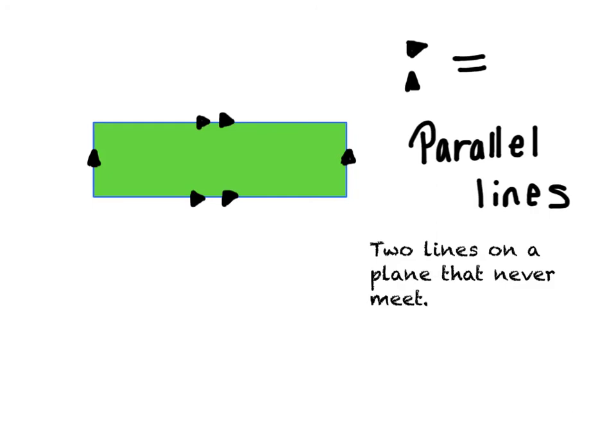To show parallel lines, which are 2 lines on a plane that never meet, you can use these little arrows. And again, just like with the rectangle on the previous page with congruent, I'm showing here that there are 2 sets of parallel lines. So the single triangle here and the single triangle here, they match up, showing that this line is parallel to this line. Here I have 2 triangles, which show that this line is parallel to this line, which also has 2 triangles.